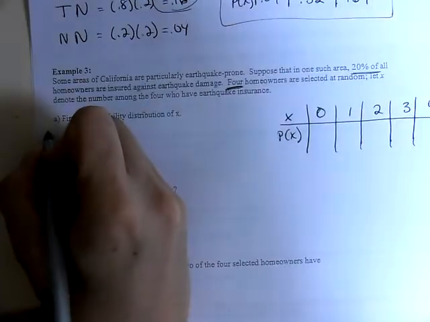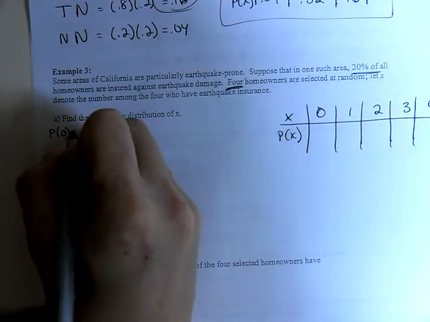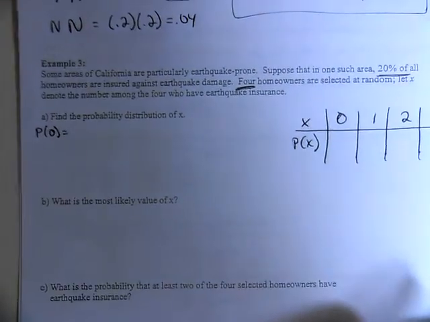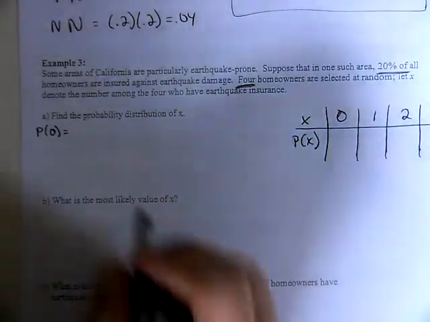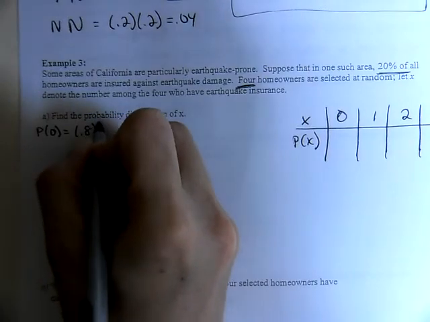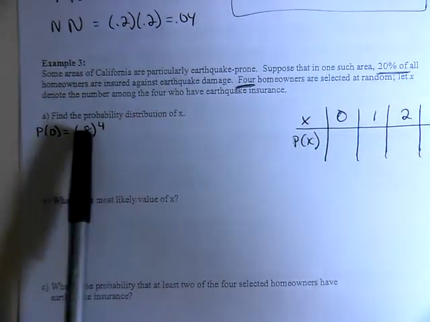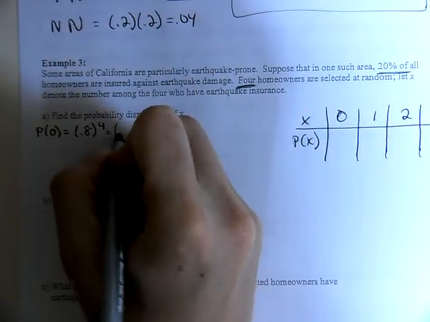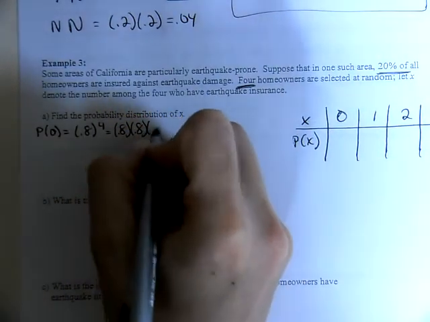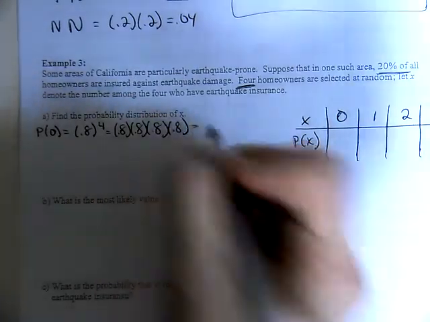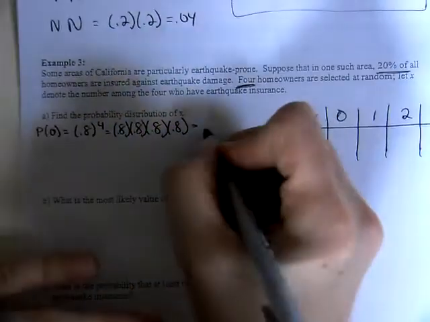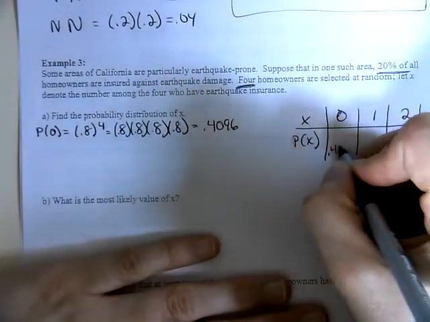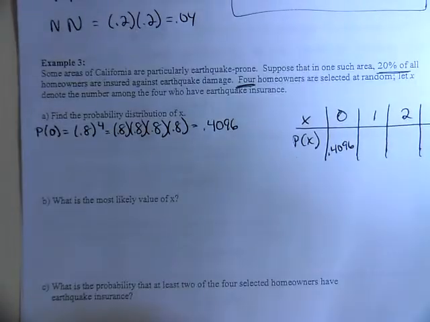So I'm going to do it off to the side. So the probability X is 0. None of the people have earthquake insurance. So if 20% do, that means 80% don't. So that's going to be 0.8 to the 4th power because it's 0.8, 0.8, 0.8, 0.8. None of them have it. So that's 0.4096. So I'm going to add that to my table.